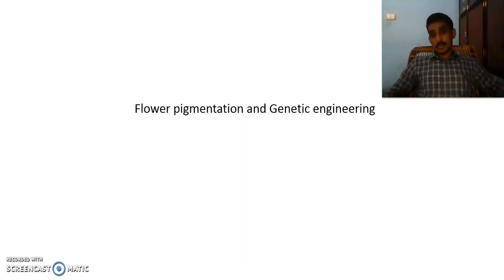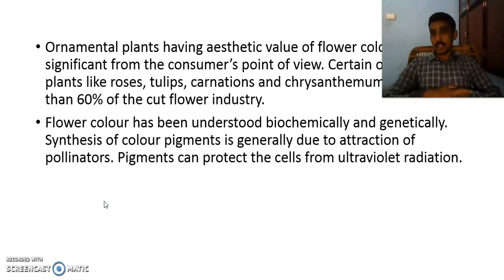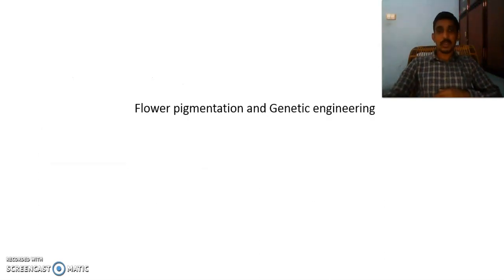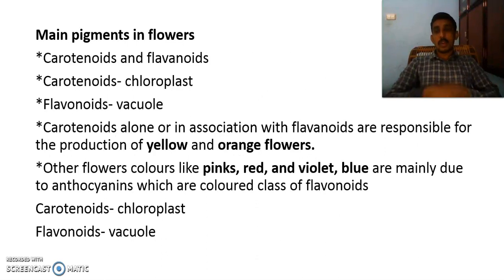When we take the case of flower pigments, you can see mainly two pigments are responsible for the production of attractive colored petals in flowers. One is called carotenoid pigments, and the second one is called flavonoids. These two pigments are mainly responsible for the attractive colored appearance of flower petals.